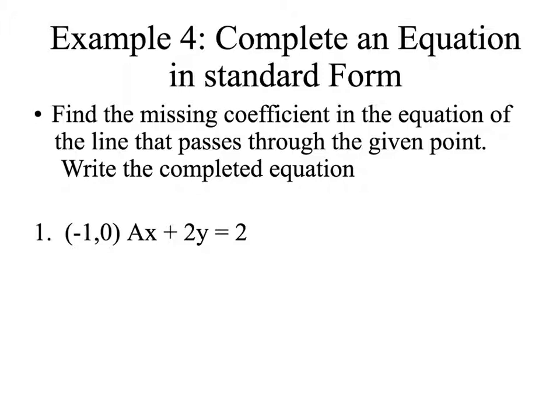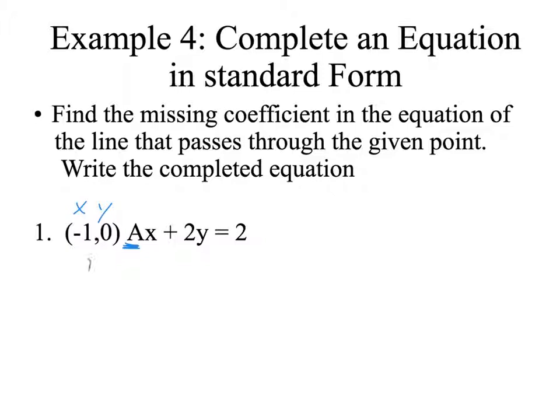Here we're going to complete an equation in standard form. Basically what's happening is you already have the equation in standard form, but you need to find this missing variable. Notice the a here. We have to figure out what that a is. In order to do that, you have to be given an ordered pair. And in the ordered pair, you have an x and you have a y. So basically, all we're going to do is plug the x and the y into the equation and solve for the variable that we're missing. Whether we're missing a, b, or c, it doesn't matter.